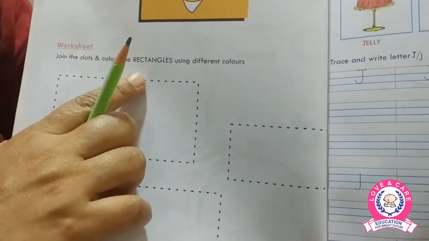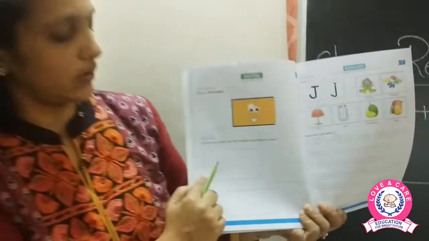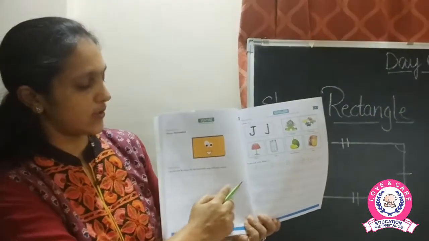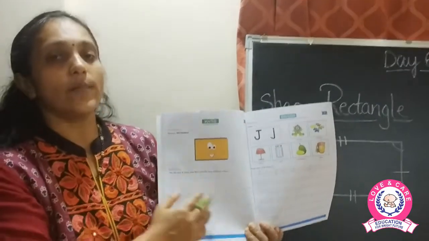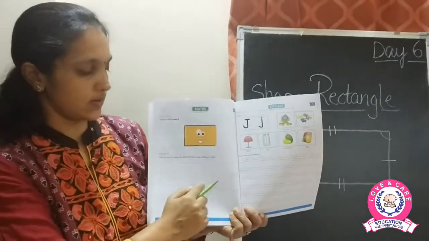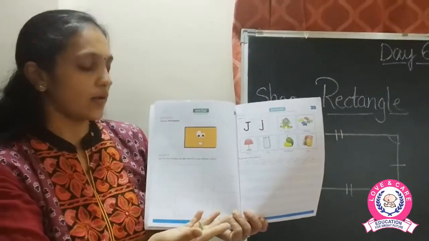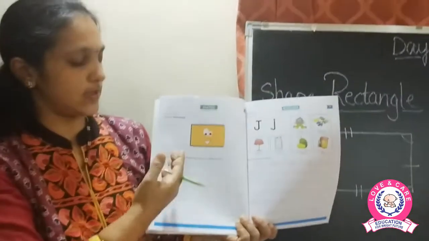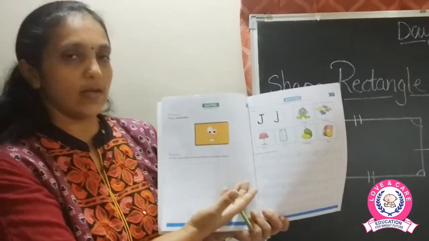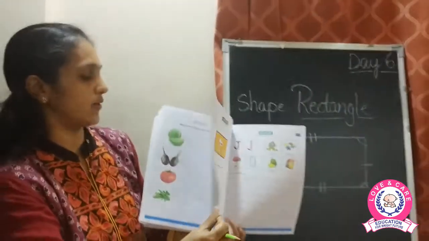Now here what we have to do down, join the dots and color the rectangle using different colors. You have to trace on the given dotted lines. आपने इसको trace करना है. Different rectangles है, big and small. So you have to first trace the dots, and then you have to color it in different color. You can color any color of your choice. Each one should be of different color. जैसे अगर ये red है, ये yellow है, ये green है, any color of your choice. So you have to finish up with this worksheet.